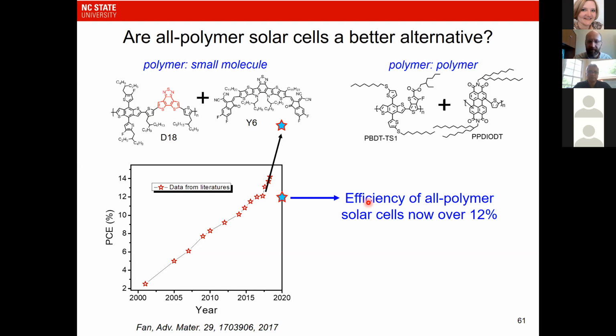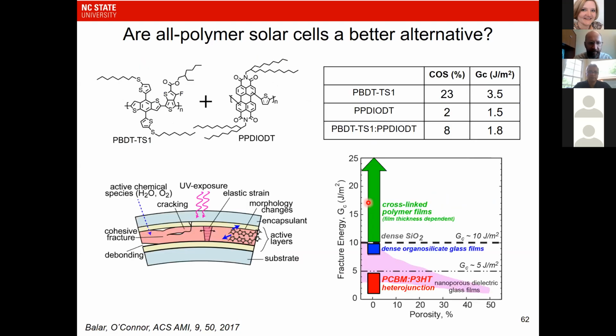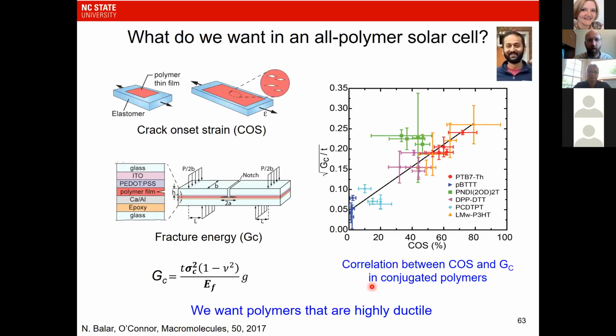So we're interested in looking at the mechanics of all polymer solar cells. And we started off a few years ago, Narup in the lab looked at these two polymers and looked at the fracture energy of the blend. And you can see here, it's 1.8 joules per meter squared. Not that different than the polymer small molecule, not good, not where we want to be. So we went back to the drawing board here and looked at what we want for an all polymer solar cell. Narup had also done some work correlating ductility to the fracture energy and showed that there's generally a pretty good correlation for these different polymers.